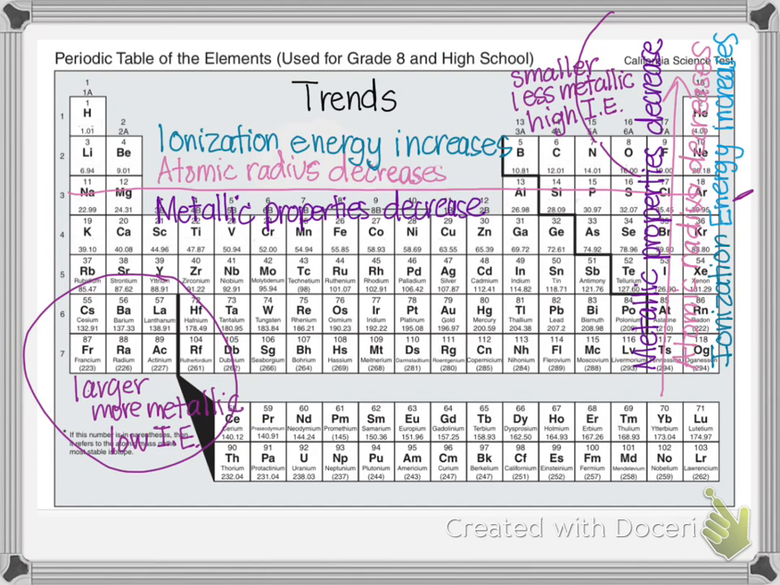So trends are important because they can help us predict things and they can help us explain things. So from this section, I want you just to become familiar with these three trends that we can observe on the periodic table.